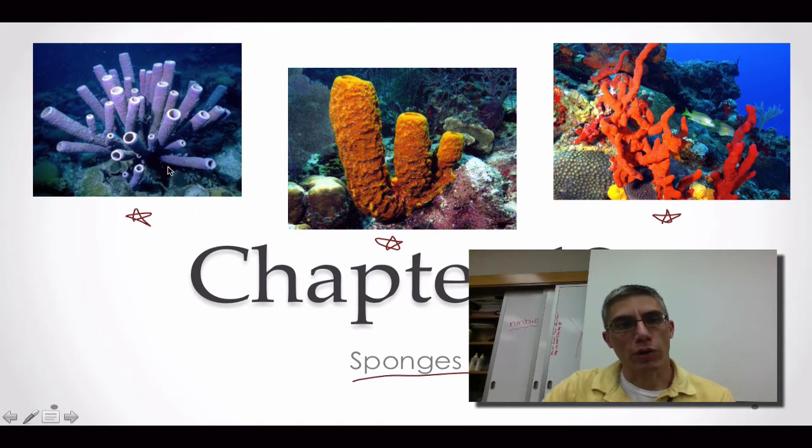Some sponges are going to be rather tube-shaped. Some of them are going to be, well, still in tubes, but they're going to be a little bit thicker. And then, of course, this third one is going to be more of a branched type of sponge.